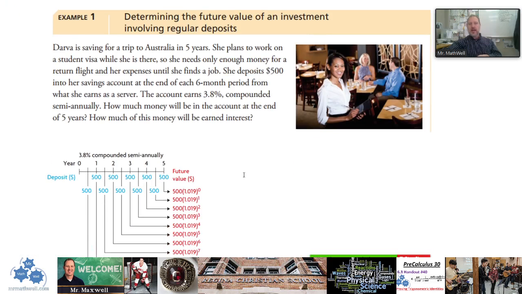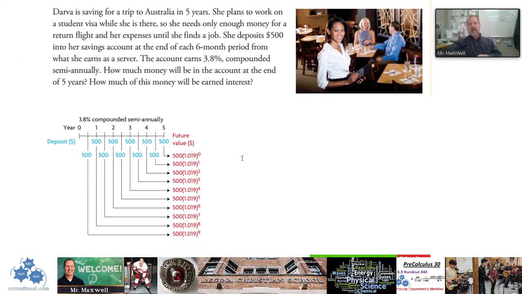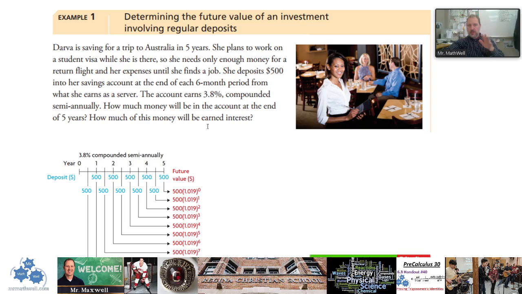Check this out. Here's example 1. I'm going to come back to this question and use that TVM solver, but here's the quick rundown. Darva is saving up for a trip to Australia in 5 years. She plans to work on a student visa while she's there, so she needs only enough money for a return flight and her expenses until she finds a job. She deposits $500 into her savings account at the end of each 6-month period from what she earns as a server. The account earns 3.8% compounded semi-annually. How much money will there be in the account at the end of 5 years?